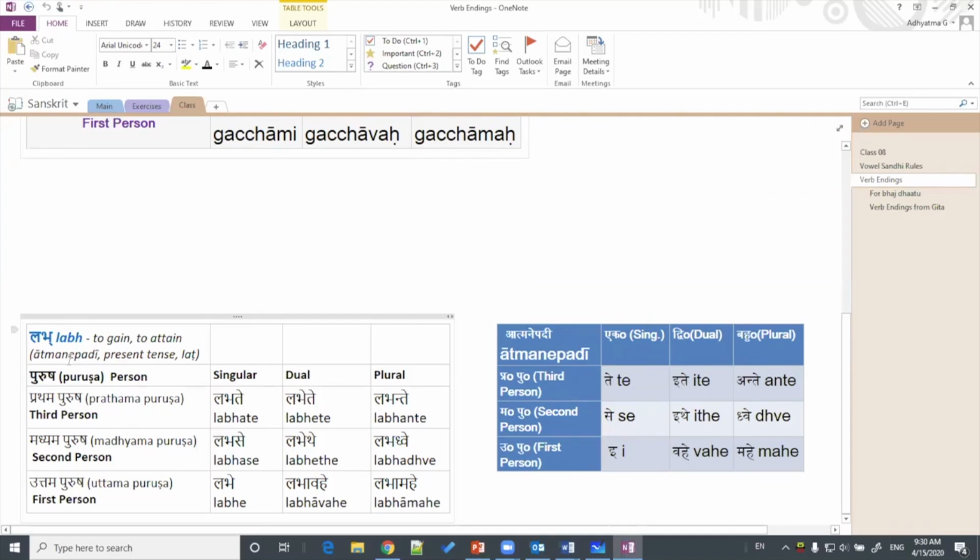So if I have to make forms with labh, you see it actually works in the very same way. Labhate, labhete, labhante, labhase, labhethe, labhadhve, labhe, labhavahe, labhamahe. You just put these endings. And here the meaning also remains the same. Labhe, for example, if I say it's first person singular, labh means to gain, I gain, or I attain, or I obtain. That is labh.